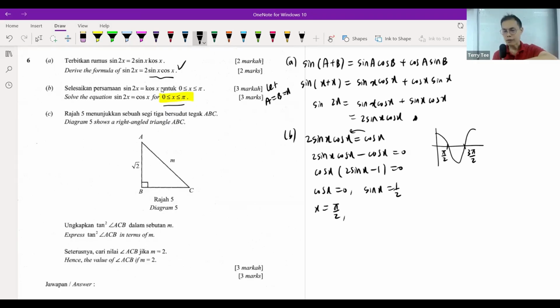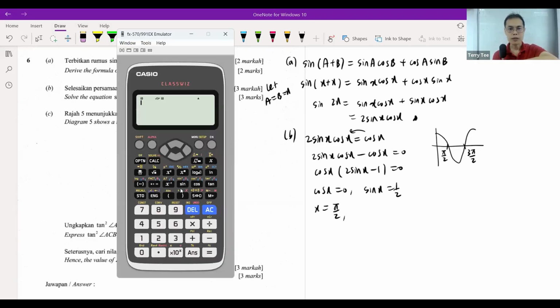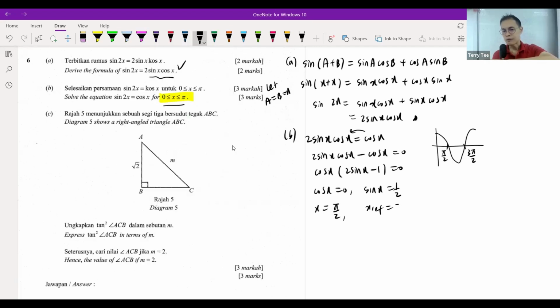For sine x equals to half, you can use your calculator. Change your calculator to radian mode: shift menu, angle unit, 2 for radian, shift sine 1 over 2. You will get pi over 6. So your reference angle is pi over 6. You can write down pi over 6.